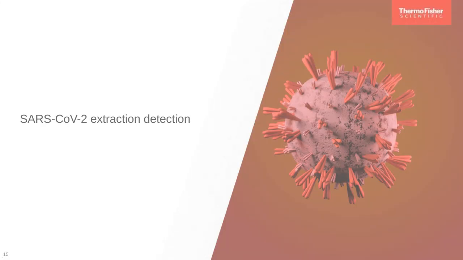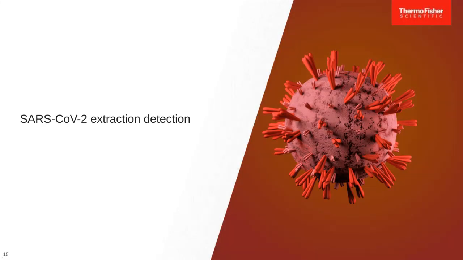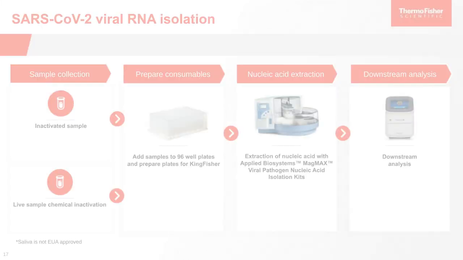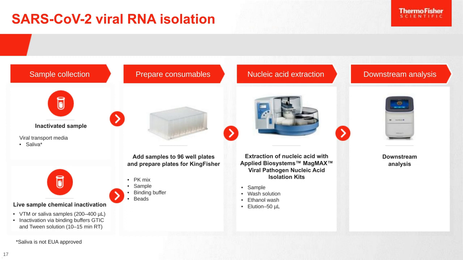Okay, so let's take that to our most popular application, which is SARS-CoV-2. So this just really quickly shows you the Thermo Fisher workflow for SARS-CoV-2. And obviously, we've got products for receiving samples, real-time PCR and analysis, but we're focusing on the middle part, which is preparing samples. And this is a slide that just shows you our workflow with our MVP2 kit.